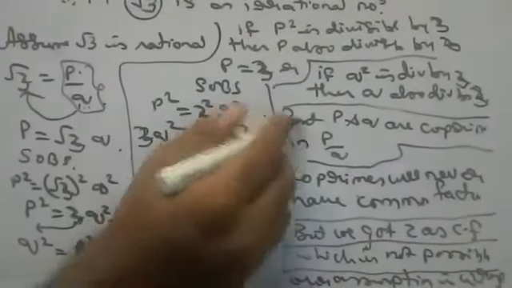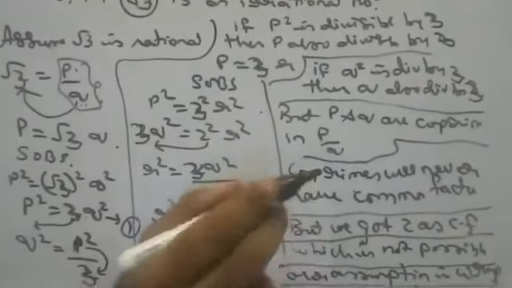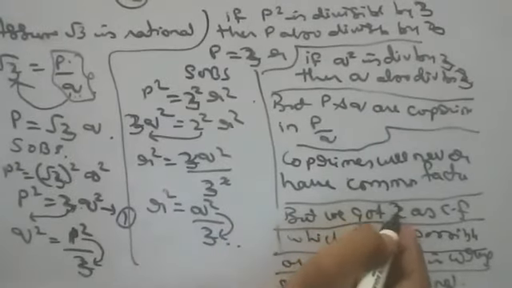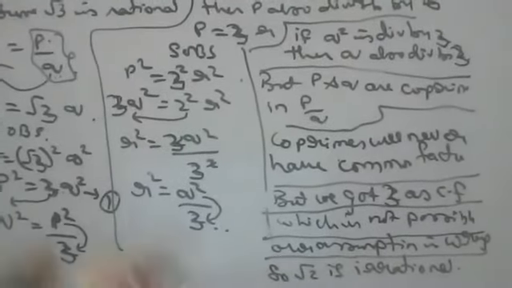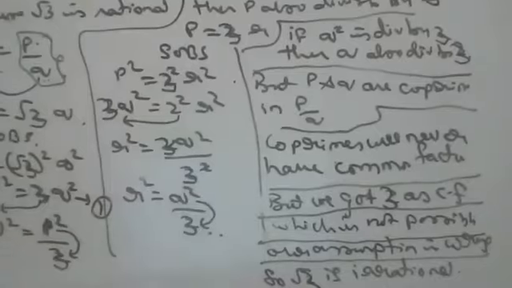Okay, but p and q are coprimes. Coprimes will never have a common factor, but we got 3 as a common factor. Why did we get 3 as a common factor? Because our assumption was wrong. Our assumption was root 3 is rational, but now the assumption is wrong, so root 3 is irrational.